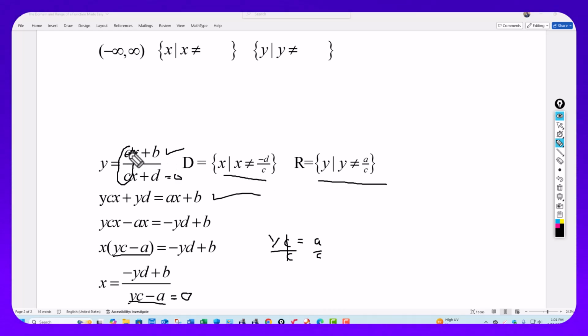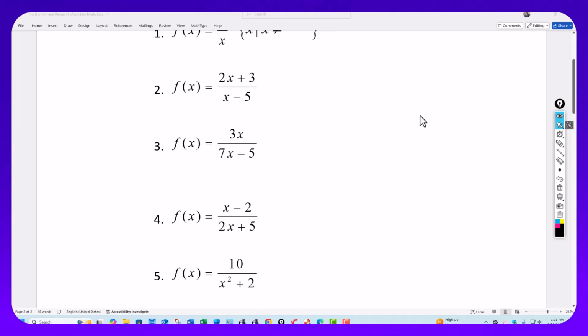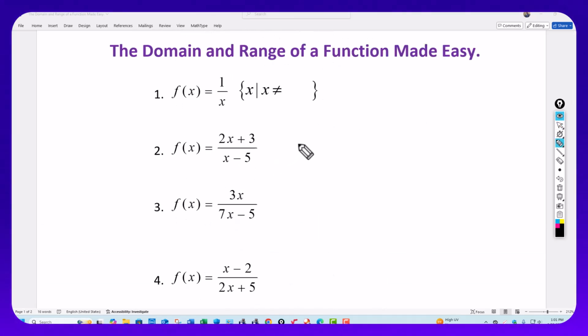Other than that, if there is a coefficient of x, then it's just a over c. Y cannot equal a over c. So let's look at how it works out over here then. So for the domain, let me do it this way. So here it is for the first one then, or I should say the second one. So this will be the domain then for number 2.